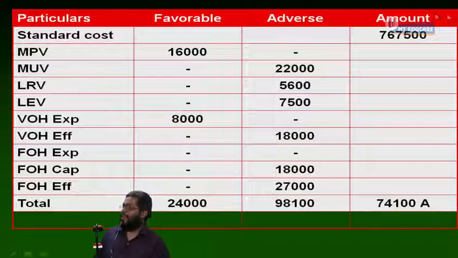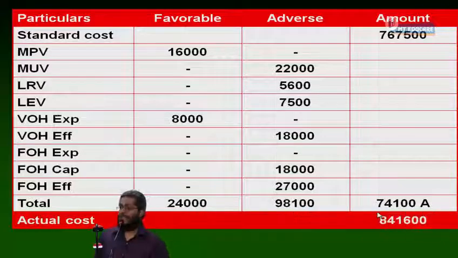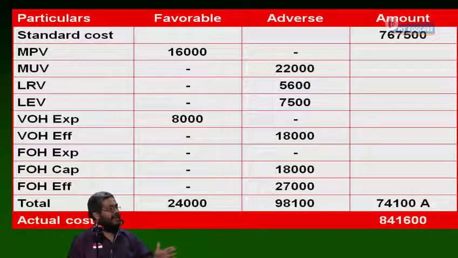Adverse variances are going to increase the cost or decrease the cost? Increase the cost. I planned to spend 767,500. Did I spend less or more? More. How much more? 74,100. What is the actual cost I spent here? 8,41,600. This is the reconciliation of standard cost and actual cost. Does everybody have the clarity or not? Yes.